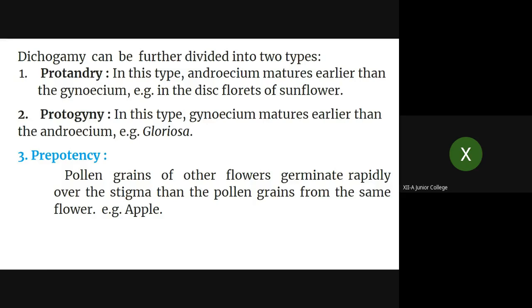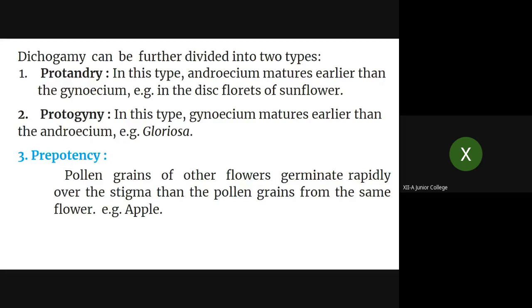The stigma will favor the germination of the other pollen grain rather than the same one. And this is a very interesting case. In case of apple, it happens that pollen grains of the same flower are not germinated rapidly, but the pollen grains of another flower are germinated rapidly by the stigma of the same flower. So this is what is called prepotency.